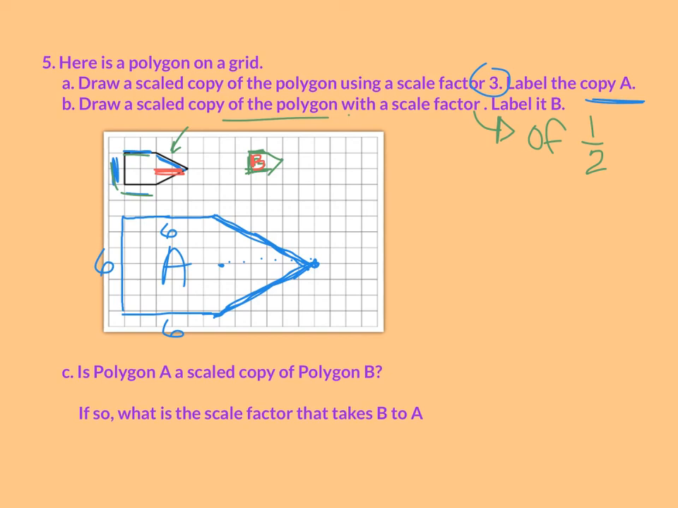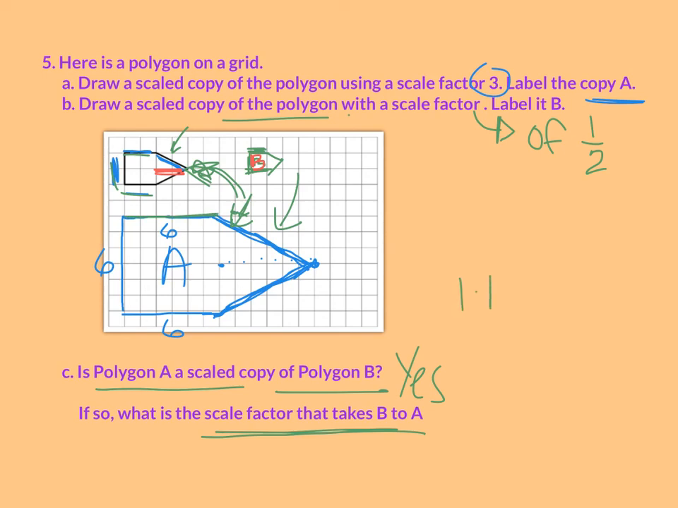Okay, now, is polygon A a scaled copy of polygon B? Well, since they both came from the original, the answer, of course, is yes. And now it asks, what's the scale factor from B to A? So in other words, how do I get from 1 to 6? 1 to 6. I know that 1 times 6 is 6. So therefore my scale factor is 6.